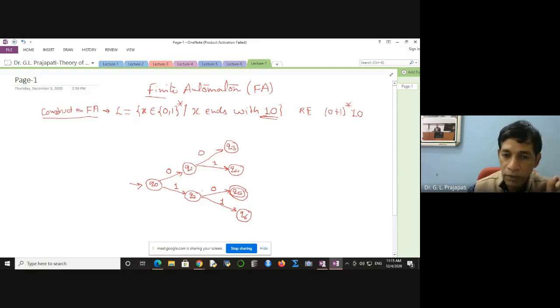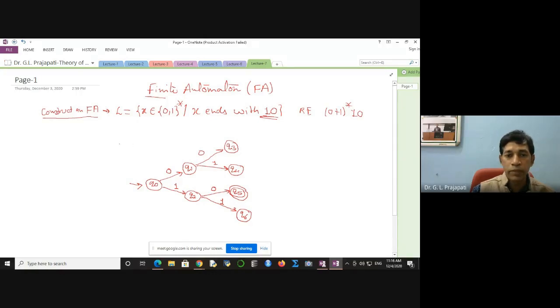Why is this the final state? Because your FA must go, starting from the initial state, to the final state Q5, and once it goes to Q5, then we are ensuring that the last two symbols are 10. So you start from Q0, and for the input 1 you go to the state Q2, and from Q2 for the input 0 you go to Q5. So if you are given 10 from the state Q0, then for 1 you go to Q2, and from Q2 if you get 0, you go to Q5.